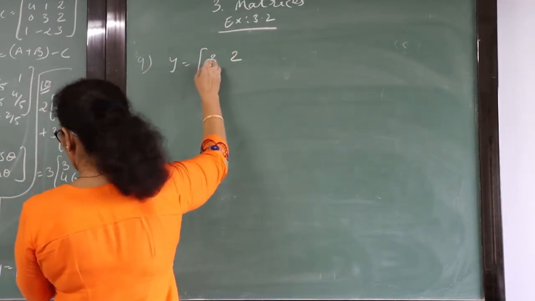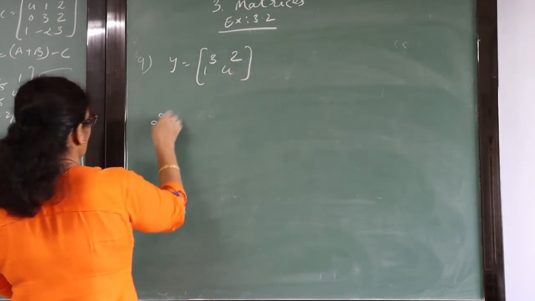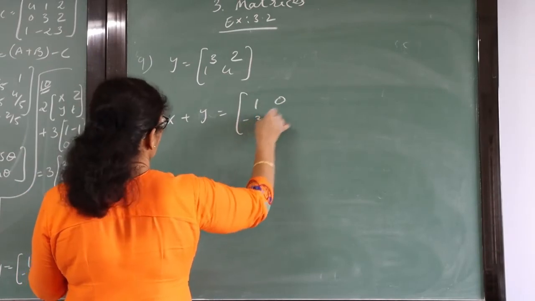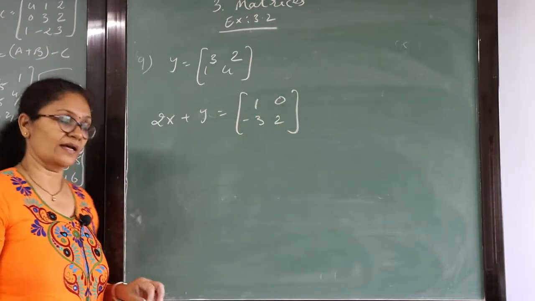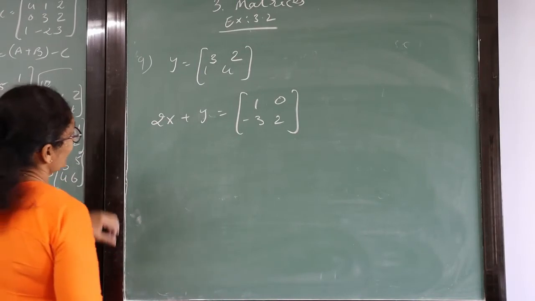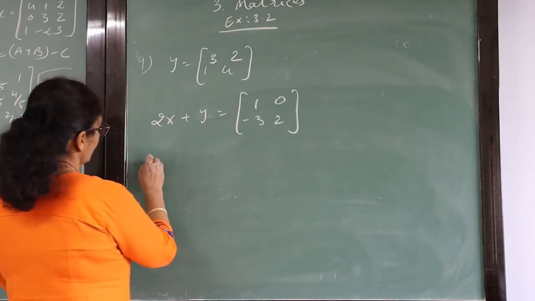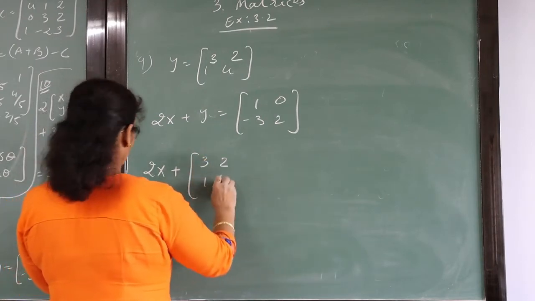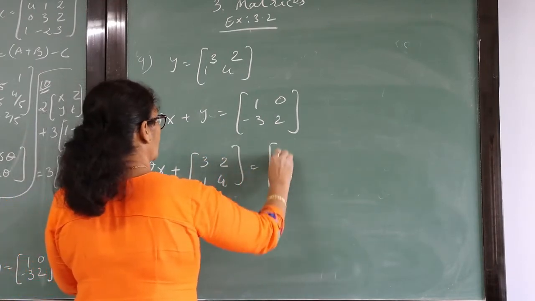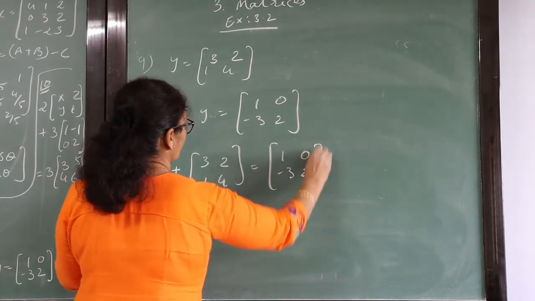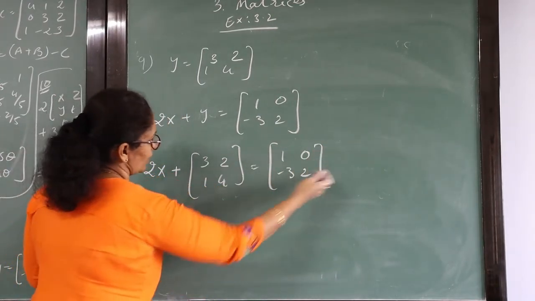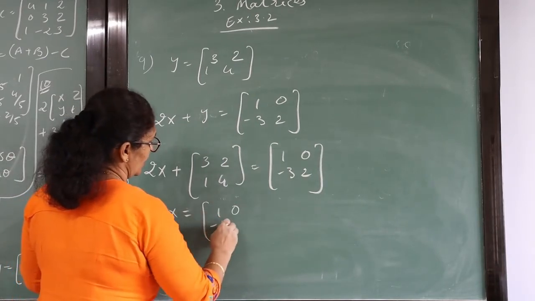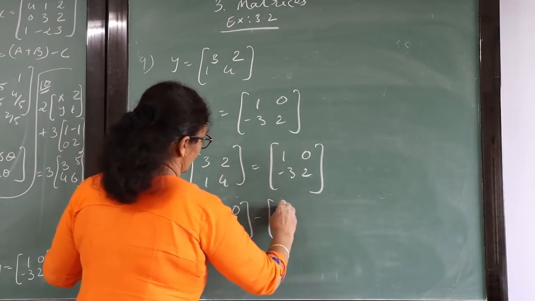Y matrix is given and another relation is given, 2x plus y equal to the matrix 1 0 minus 3 2, and you have to find x. So when you want to find x, first we put the value of y here. So 2x plus matrix 3 2 1 4 equal to 1 0 minus 3 2. Now we will shift this matrix here. So when you shift a matrix, the sign will be changed and now we will write with minus sign.